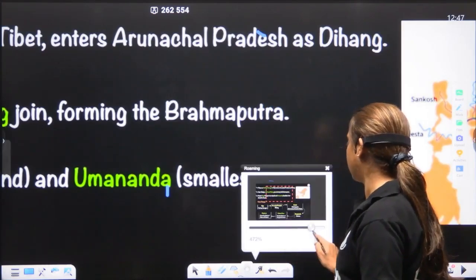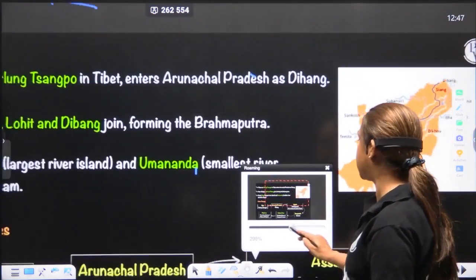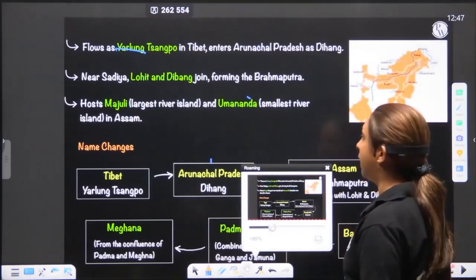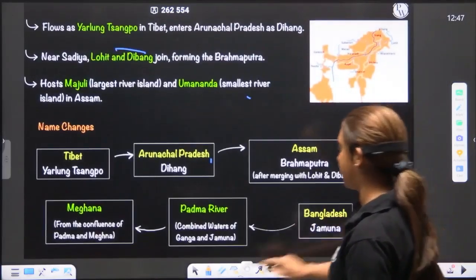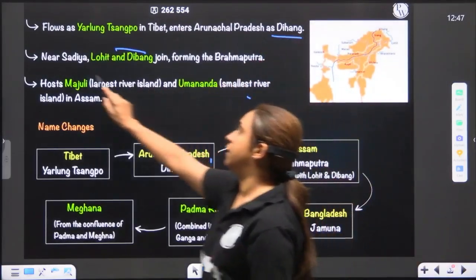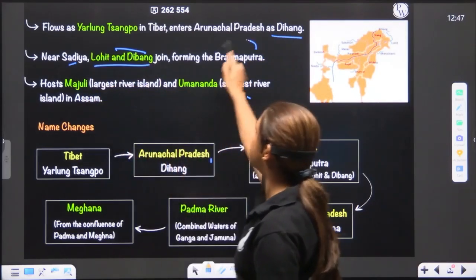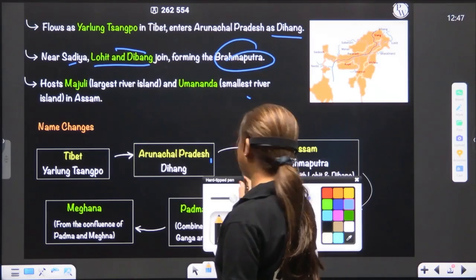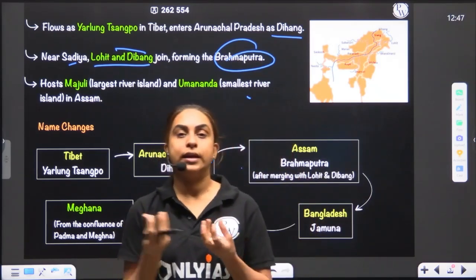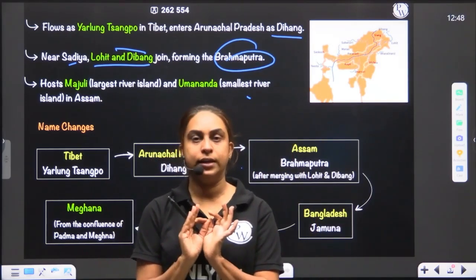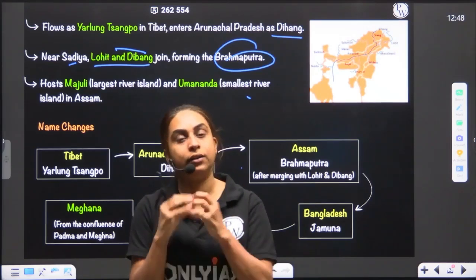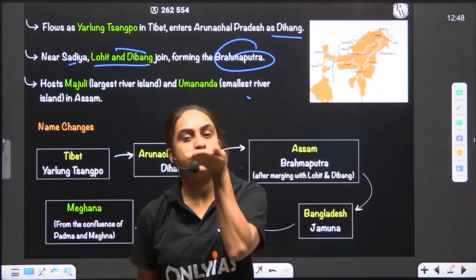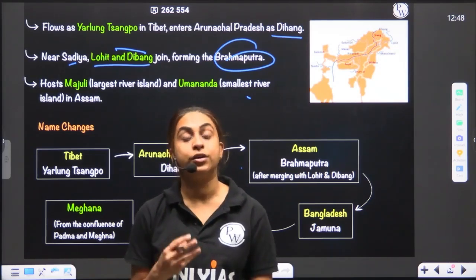that it is flowing as Yarlung Sangpo in Arunachal Pradesh, and it enters Arunachal Pradesh as Dihang near Sadia. Lohit and Dibang join, and then it is known as Brahmaputra. One of the most unique features on the river is the riverine islands. Inside the river, there are certain depositions that become your island. This is called a riverine island.